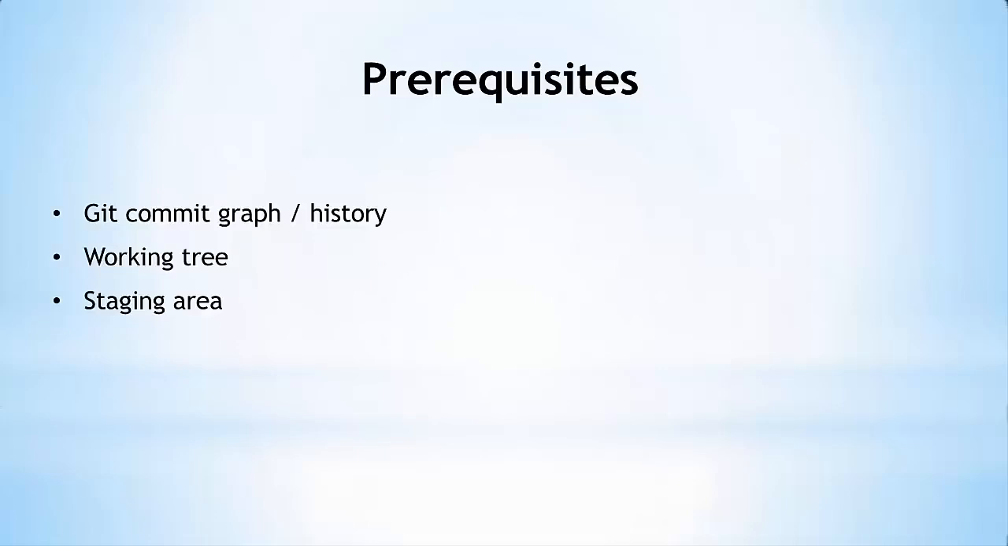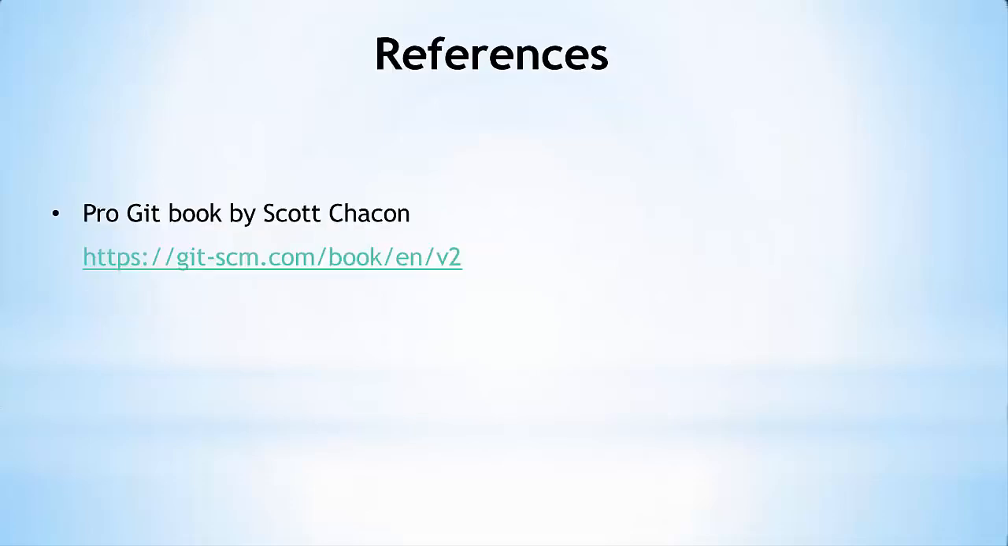As a prerequisite to this video, I recommend my Introduction to Git Core Topics video. This video assumes knowledge of the foundational information covered there. Those topics include the Git commit graph, working tree, and the staging area. I will link to that video in this video's description.